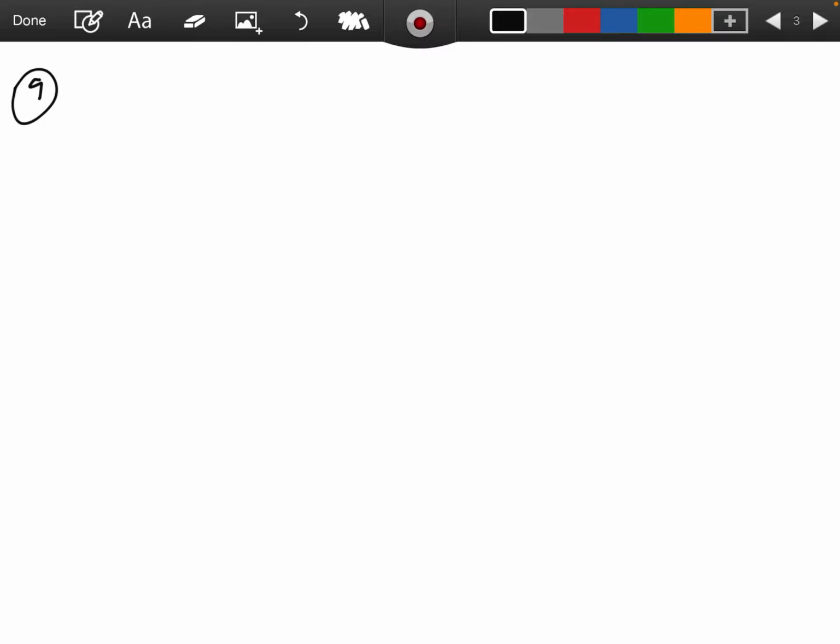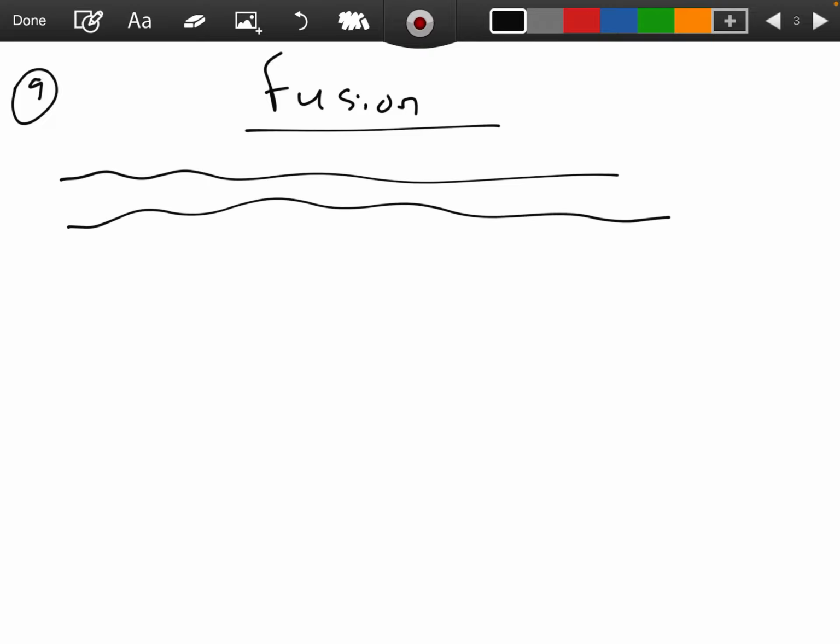Now page 9, we're going to talk about fusion. So fusion, and you're going to define fusion. Fusion is the process that powers the stars. Fusion occurs when you take 2 atoms and you fuse or combine them into 1 atom. Fusion in the stars occurs when hydrogen is combined into 1 atom, and the product is usually helium.